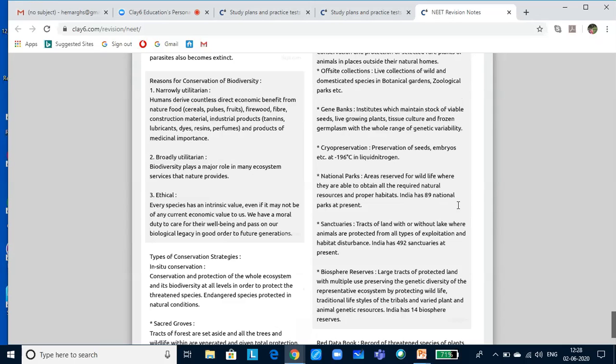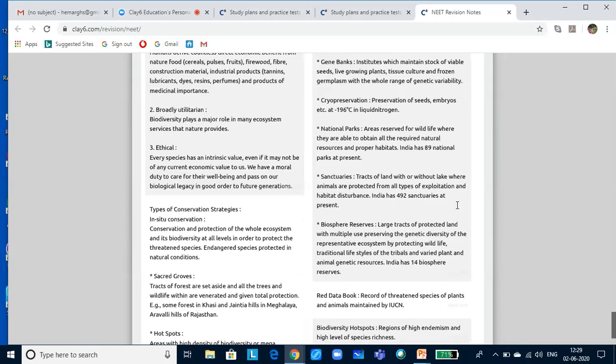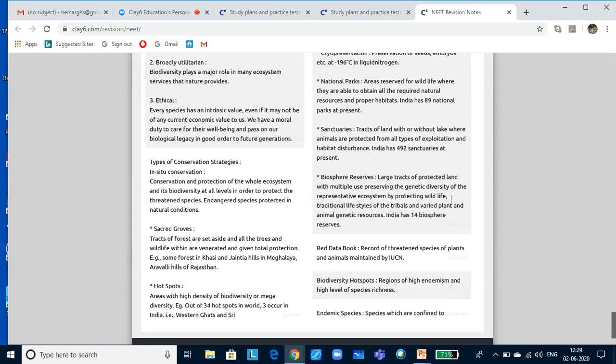Now, national parks are the areas reserved for wildlife where they are able to obtain all the required natural resources and their habitats are well protected. In India, we have 89 national parks at present. Sanctuaries are tracts of land, with or without a lake, where animals are protected from all types of disturbance and habitat disturbance. India has 492 sanctuaries at present.